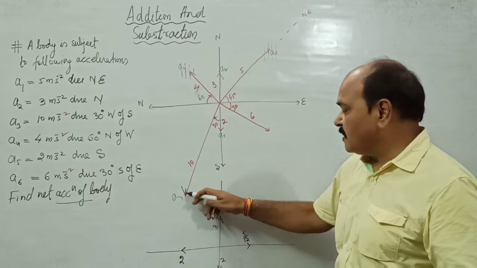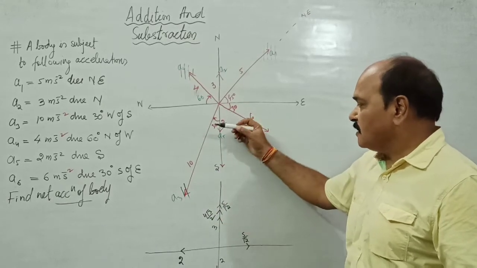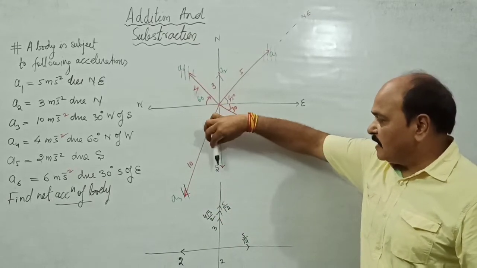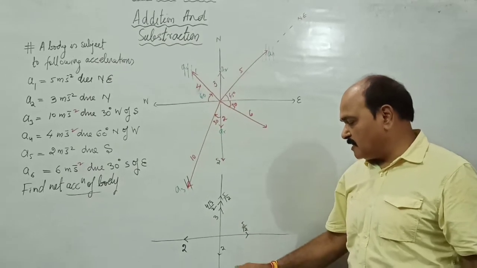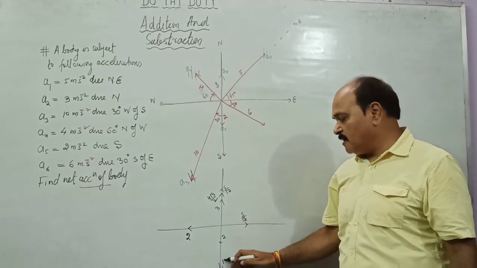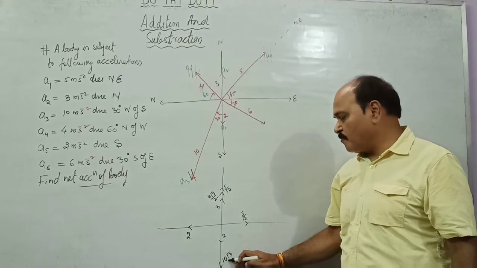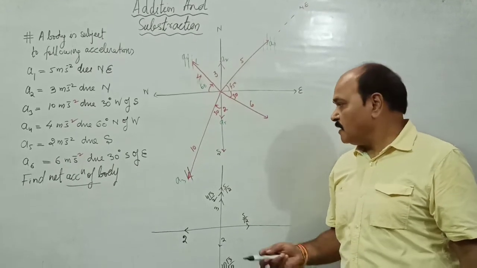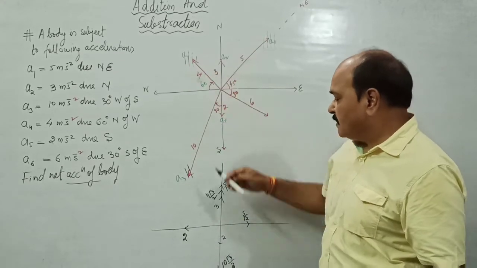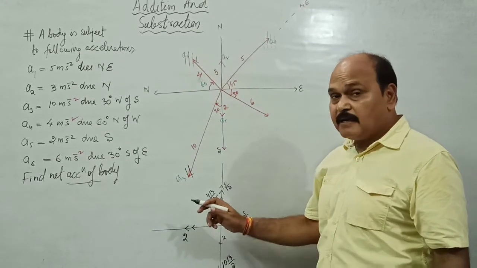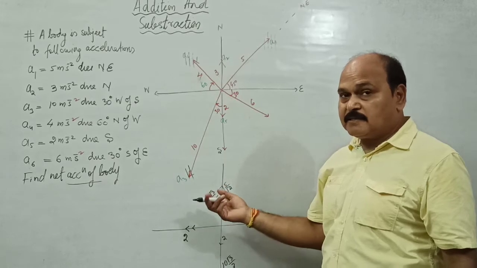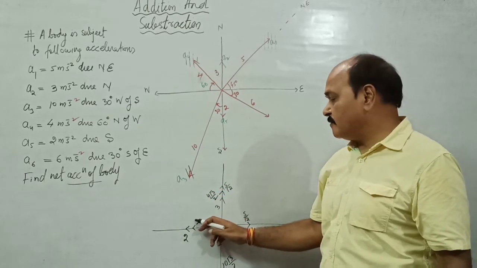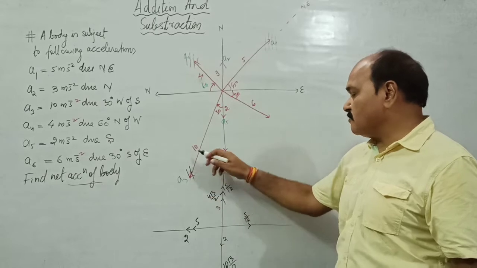Next vector is this 10 unit vector. This is 30 degrees. Its two components would be what? 10 cos 30, which is going to be 10 root 3 by 2. And the other would be what? 10 sin 30. 10 sin 30 is half, that is 5. This vector is also resolved.